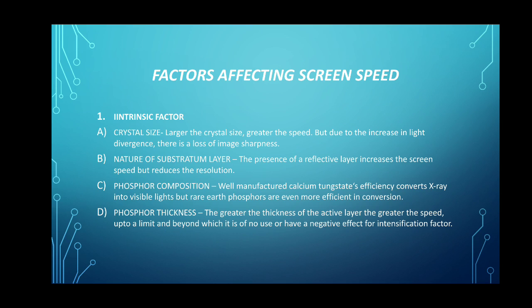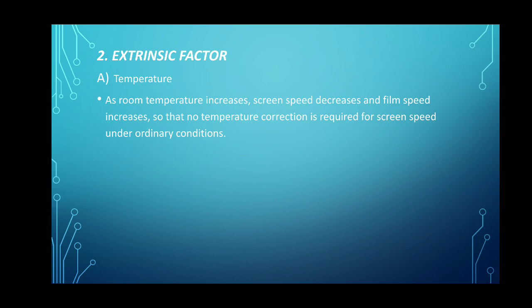which is of no use or has a negative effect on the intensification factor. Number 2, extrinsic factors. Temperature. As room temperature increases, screen speed decreases and film speed increases, so that no temperature correction is required for screen speed under ordinary conditions.